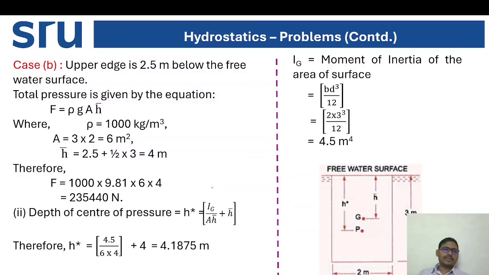Now we will go with the case where the upper edge is 2.5 meters below the free surface. So that is the difference we can see here. Now just understand what we have to do, then it will be an easy aspect.